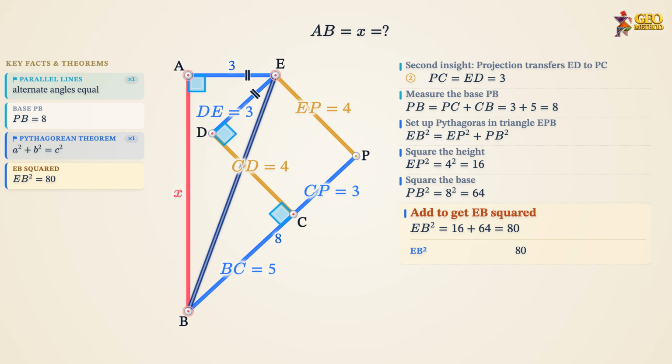Add the two squares together. 16 plus 64 is 80. So the diagonal EB squared is 80. Hold tightly onto that number. It is about to travel into the second triangle.